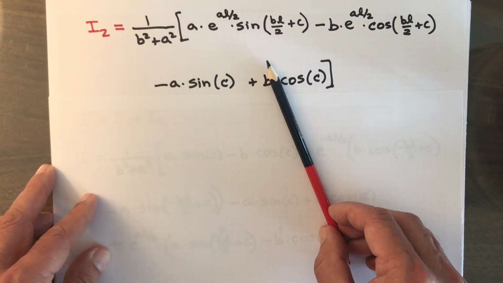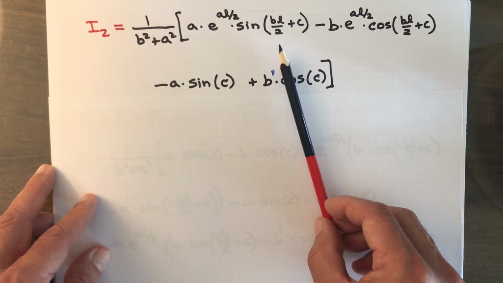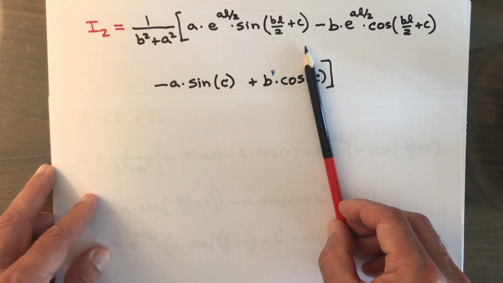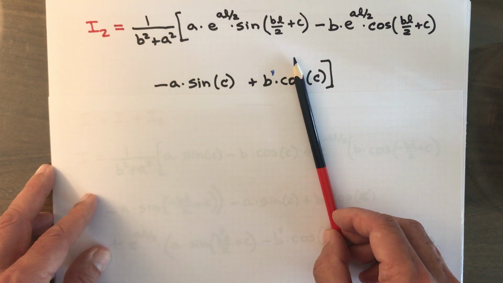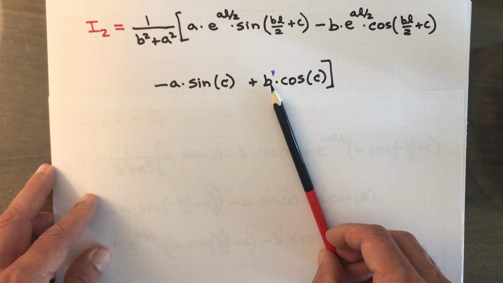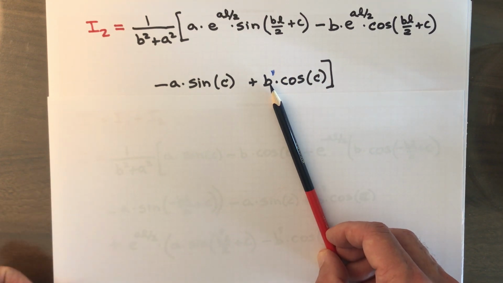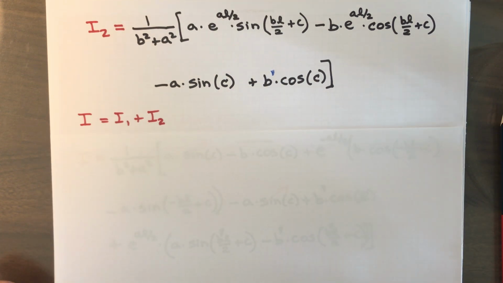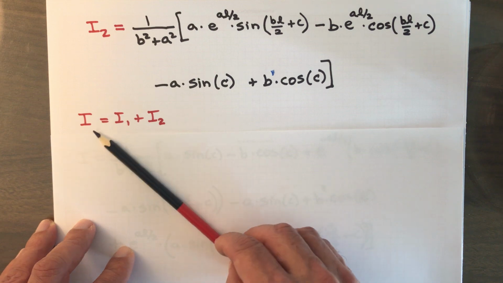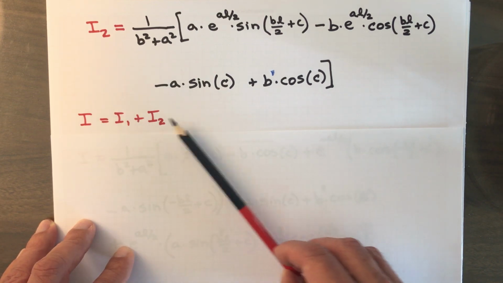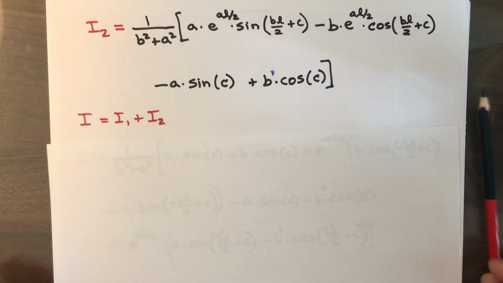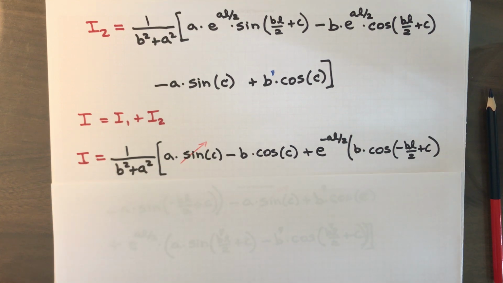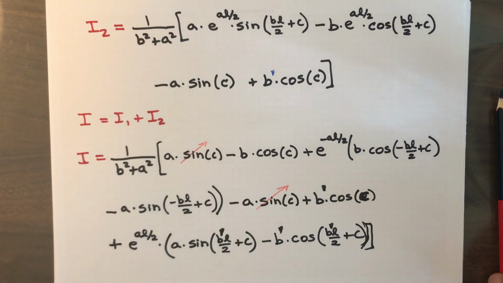Remember, the current term had two expressions, the sine plus z and a sine minus z. So that's why we're differentiating with b prime in order to keep our algebra straight. Once we do that, we're going to go ahead and then add I1 plus I2, our two subintegrals, to come up with our total integral. And we come up with this expression here.